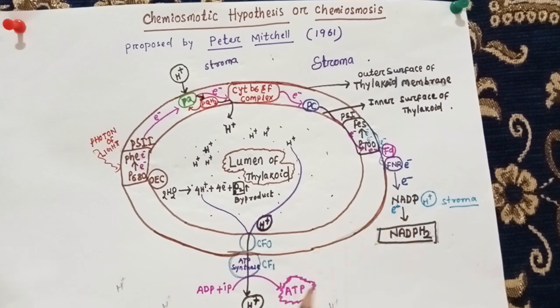ATP and NADPH2, are utilized during the synthesis of glucose. Okay, this is all about chemiosmosis or the chemiosmotic hypothesis. Thank you.